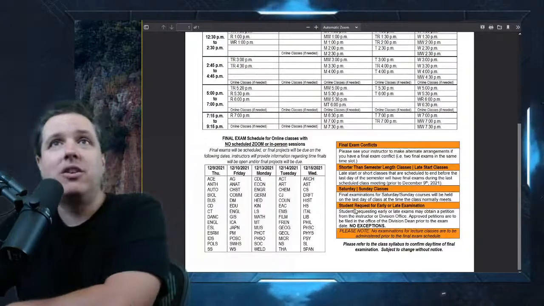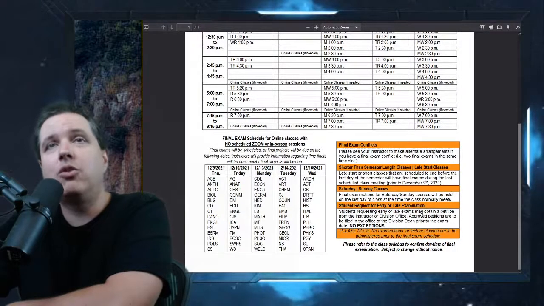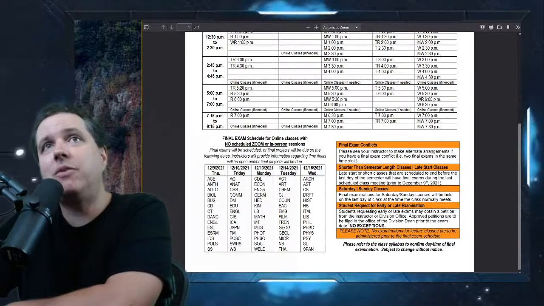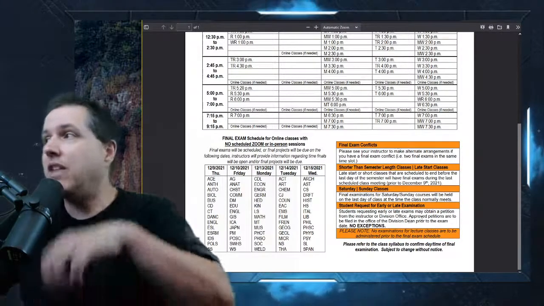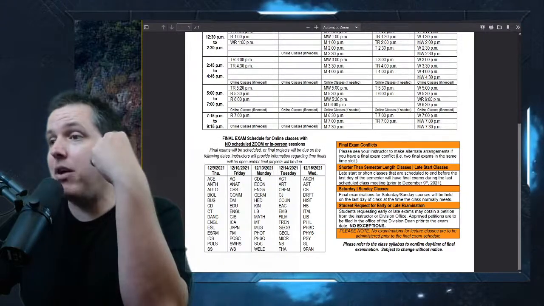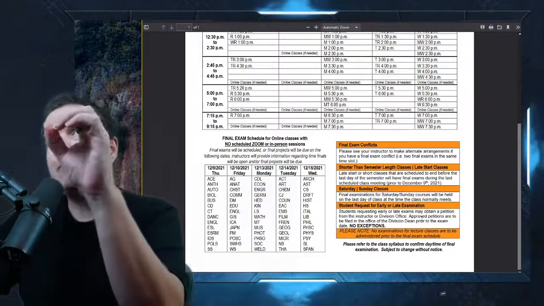It even says down here, student request for early or late examinations. Students requesting early or late exams may obtain a petition from the instructor or division office. Approved petitions are to be filed in the office of the division dean prior to the exam date. No exceptions. That is a school policy. That is not my policy. That is a school policy.